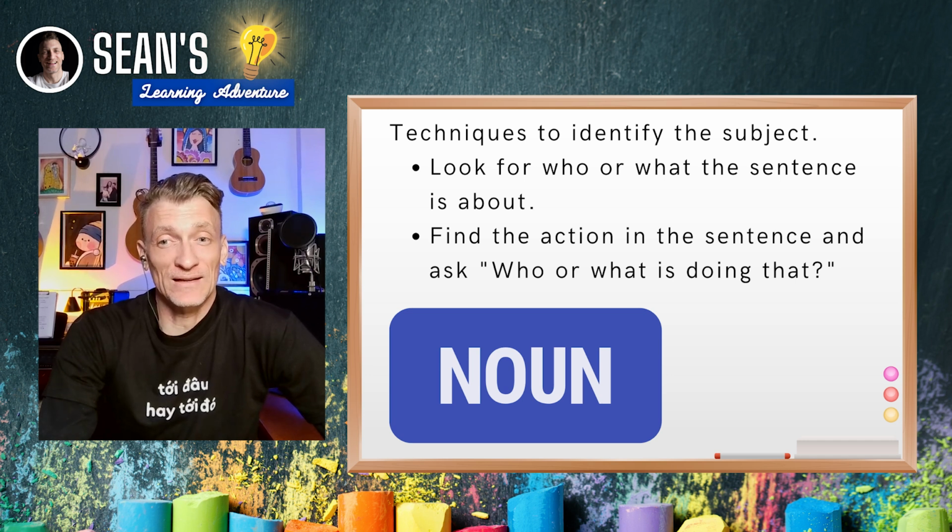Now, there are different techniques that we can use to identify the subject. Normally, we look for who or what the sentence is about. Find the action in the sentence and ask who or what is doing that. Tom runs. Who is running? Well, Tom is. So obviously, we know that our subject in that sentence is Tom.